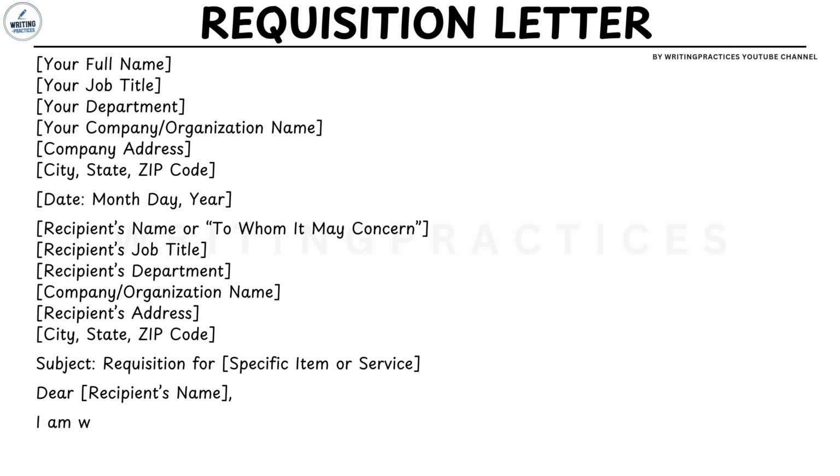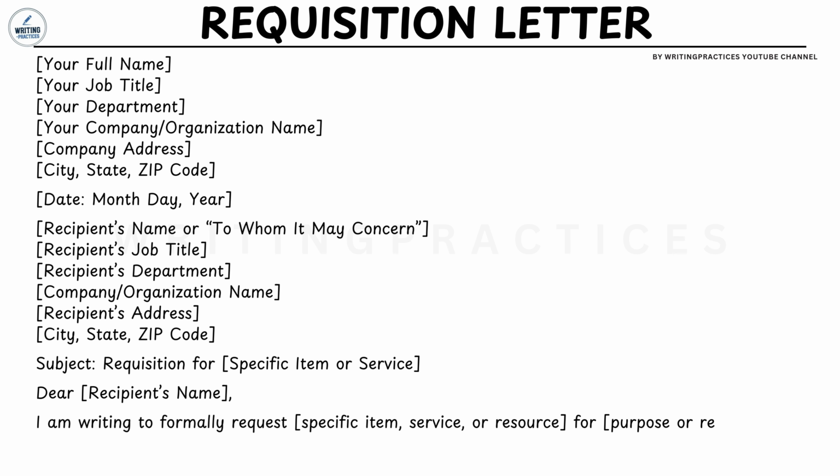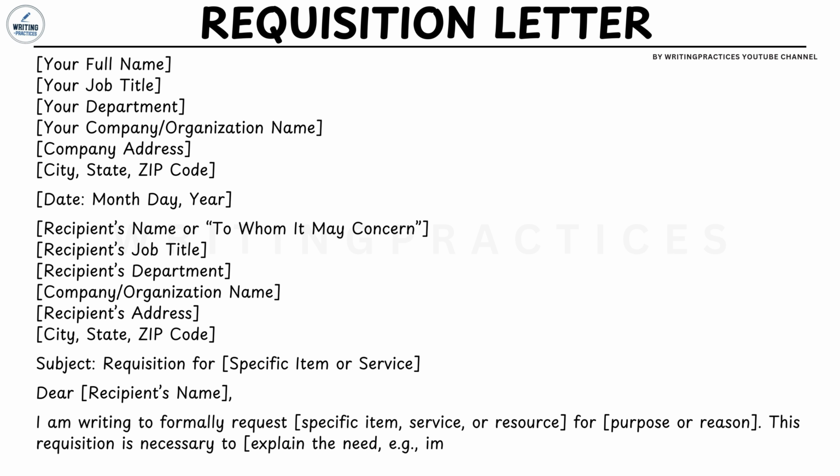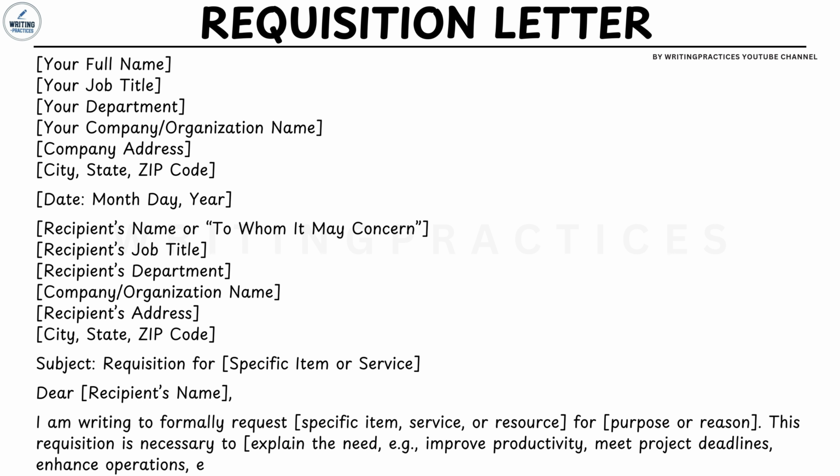Opening paragraph. The opening paragraph introduces the purpose of the requisition. Here's an example from the template. I am writing to formally request training materials for our upcoming employee development program. This requisition is necessary to ensure all participants have the required resources to maximize their learning experience. This section immediately communicates what you're requesting and why it's important. Be clear and concise while outlining the primary reason for your requisition.